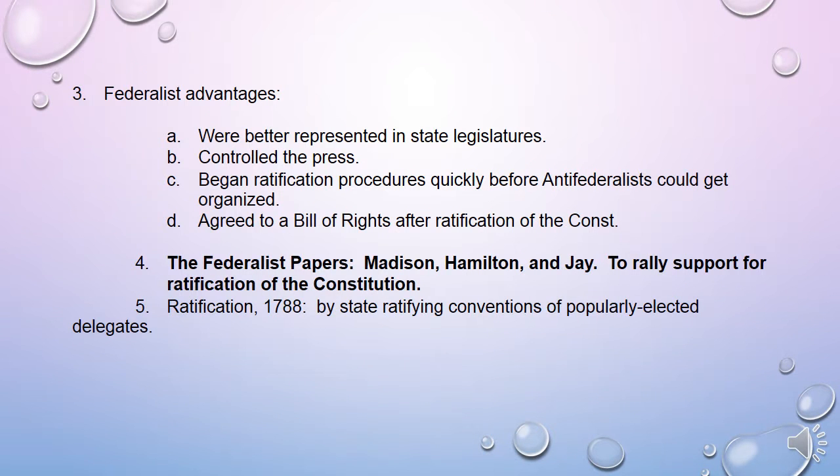So, the Federalists' advantages were that they were better represented in state legislatures, they controlled the press, and they began ratification procedures right away, before Anti-Federalists could get organized. And they also took away the biggest part that the Anti-Federalists wanted. They agreed to the Bill of Rights after ratification of the Constitution. So they said, you can have this Bill of Rights, but it has to happen after we ratify the Constitution.